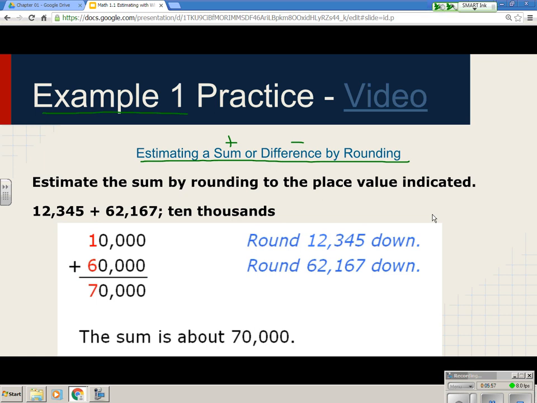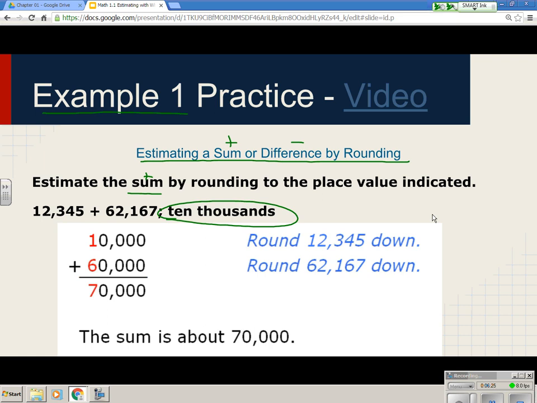Now if you remember the little note we just looked at a little bit ago, it's going to help us here in this problem. So here it says estimate the sum. So it says sum. So what's the problem want us to look at? It wants us to look at an adding problem. So we're going to estimate the sum by rounding to the place value indicated. In this problem, we're looking at 12,345 plus 62,167, and it wants us to round to the 10,000s.